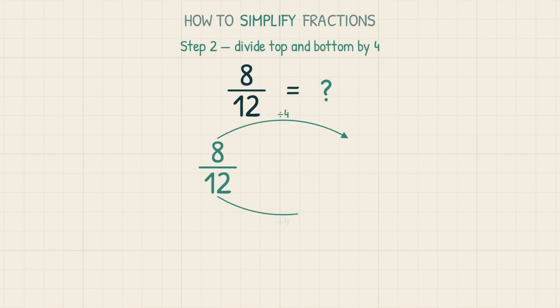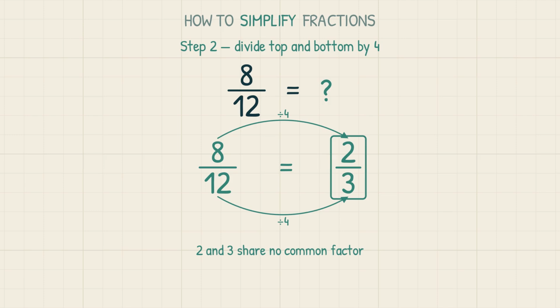Divide the top and the bottom by 4. 8 divided by 4 is 2, and 12 divided by 4 is 3. So 2/3. 2 and 3 share no common factor, so 2/3 is fully simplified.